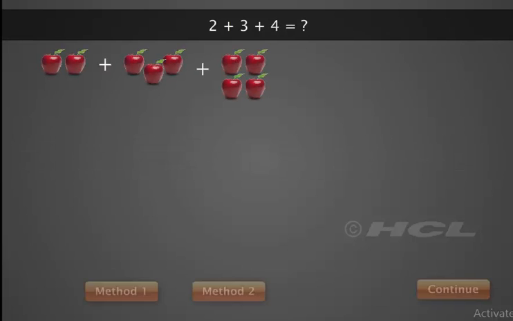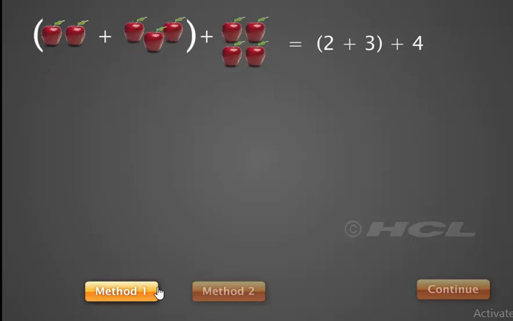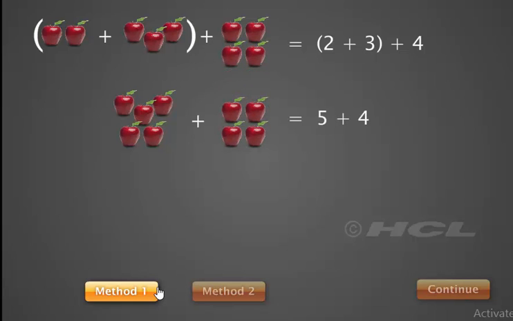Let's say we want to find the total number of apples. What are the different ways in which you can add these three whole numbers? We can group the first two numbers, so 2 and 3 would total 5, and then we add the third number, that is 4. Thus, the total number of apples is 9.